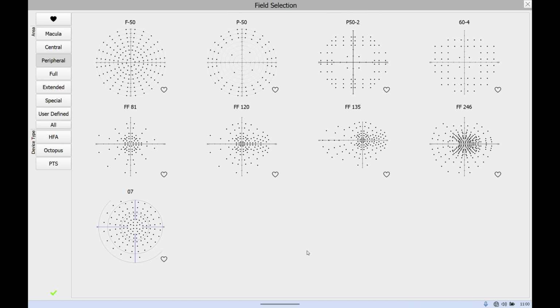If you want to test peripheral vision, you also have several tests to do it. So you have F50.